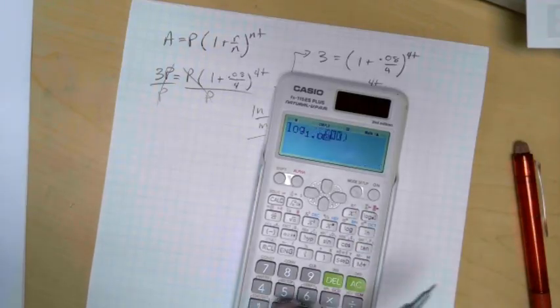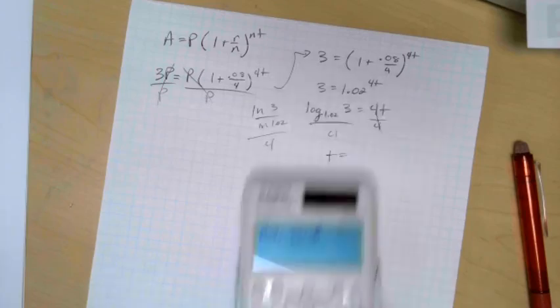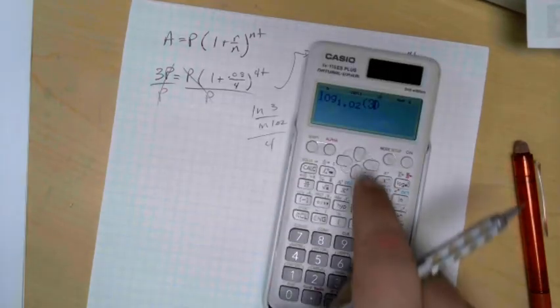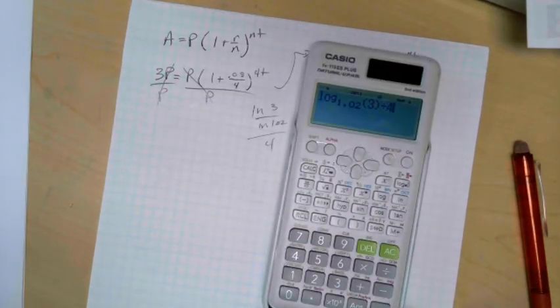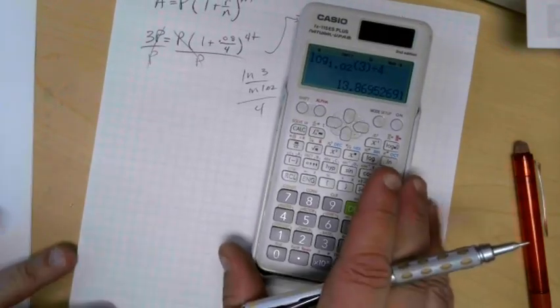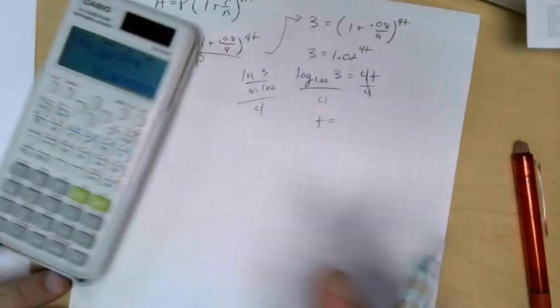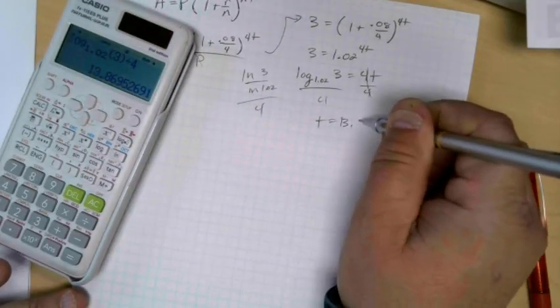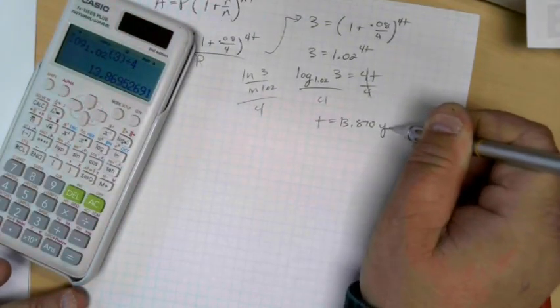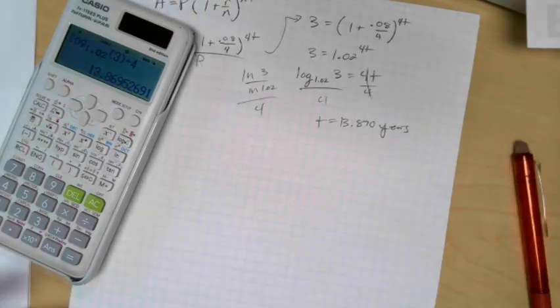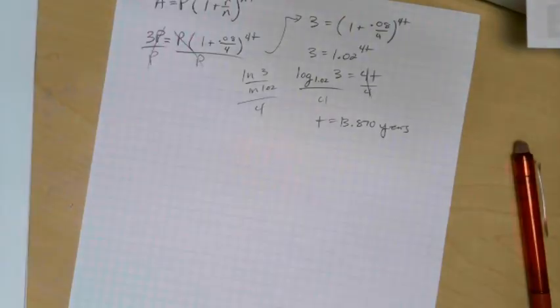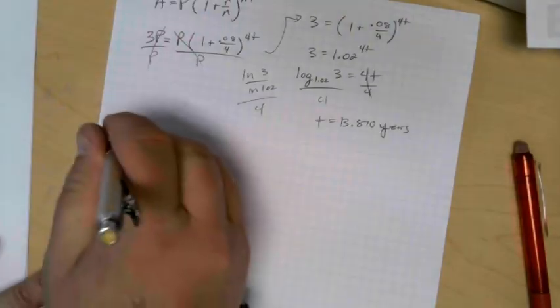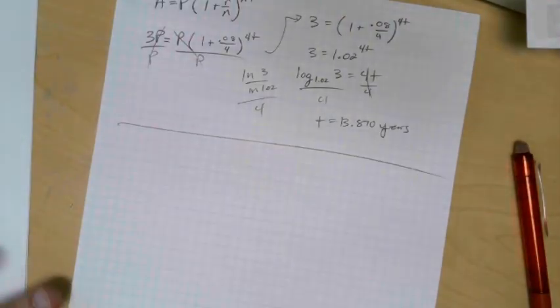Log base 1.02 of 3, all divided by 4. That gives me 13.8695, so 13.870. And that is going to be in years. Okay. That's number 1. Number 1 is done, or 4.5 is done.